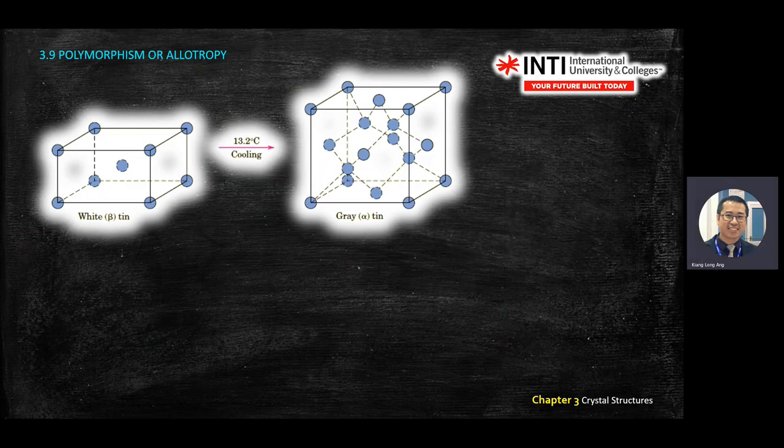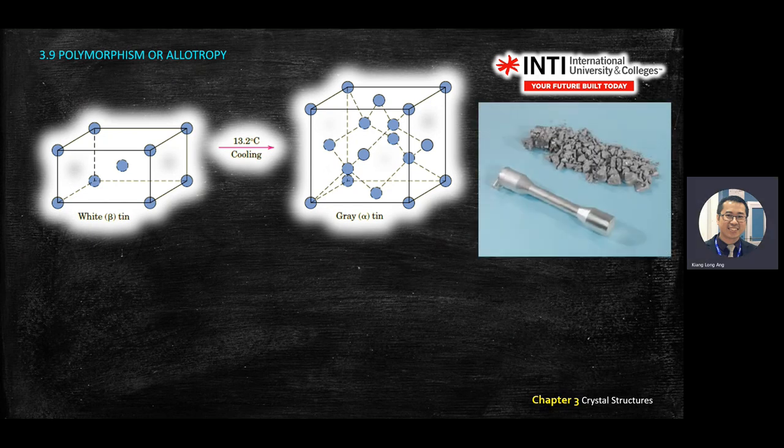This is an example of tin: when you cool it, it changes from beta to alpha. So it changes shape from this one to a very complex crystal shape. This one you refer to the table. I don't remember the name of this one, but it changes from, is this FCC or BCC? BCC, yeah. You refer to the table.